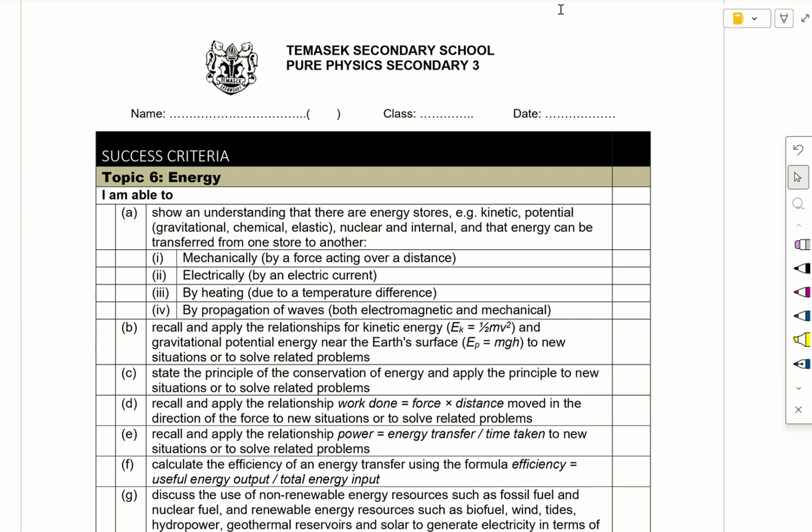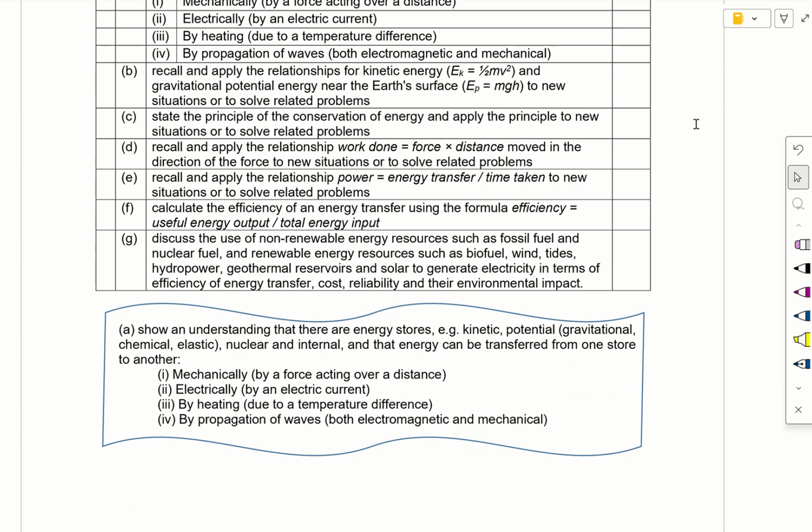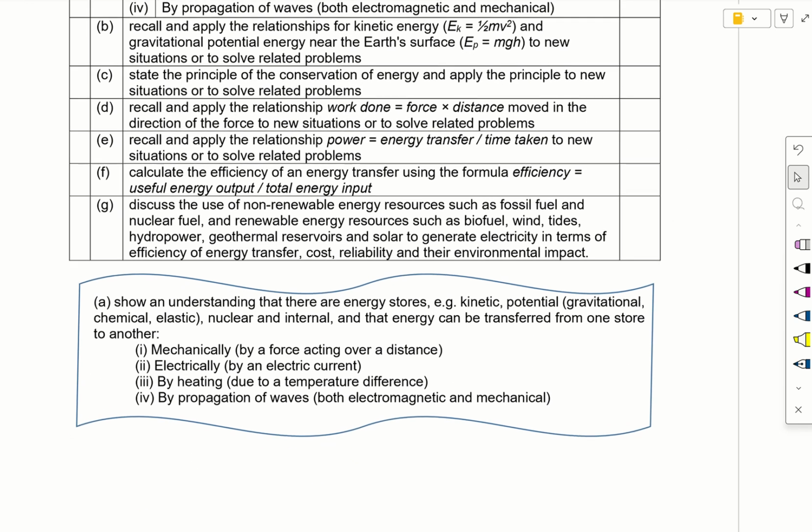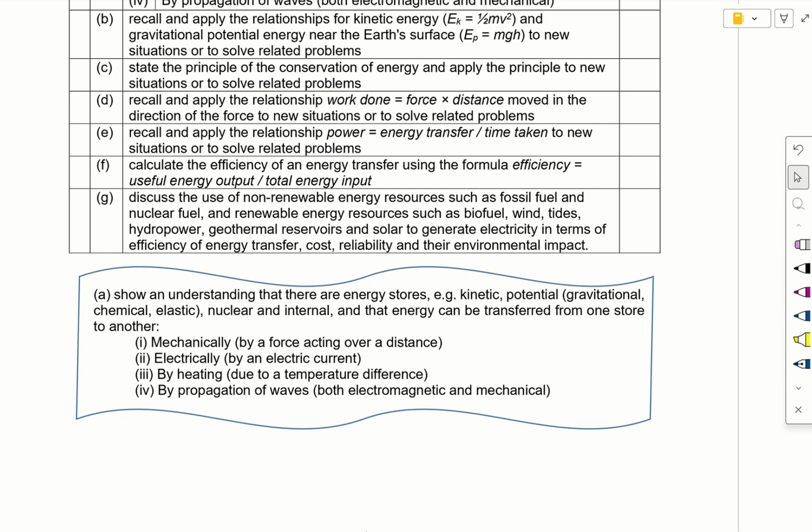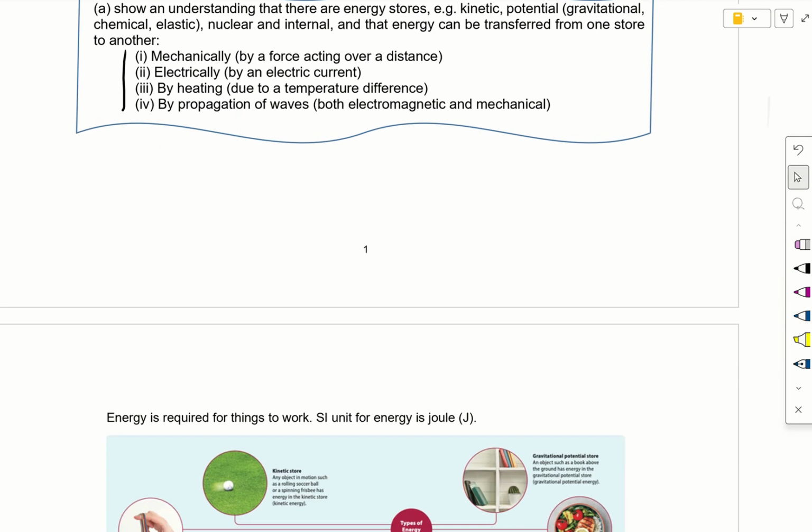Okay, for this video, we'll be going through the Pure Physics energy chapter. Success criteria A: show an understanding that there are energy stores. Later we'll go through the stores, and then we need to know the pathways. So basically, these are the pathways. We'll also be going through them in detail.